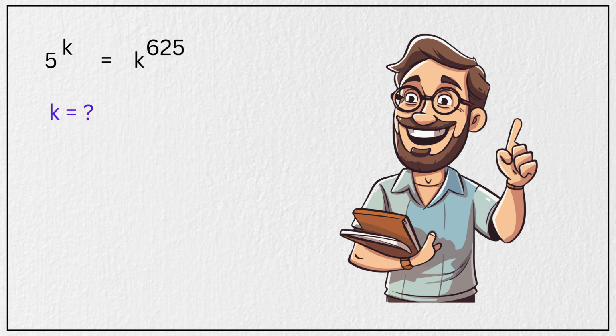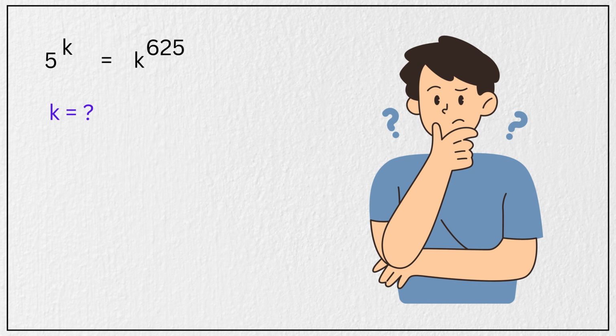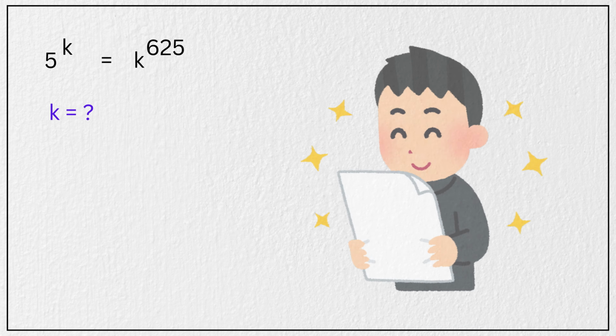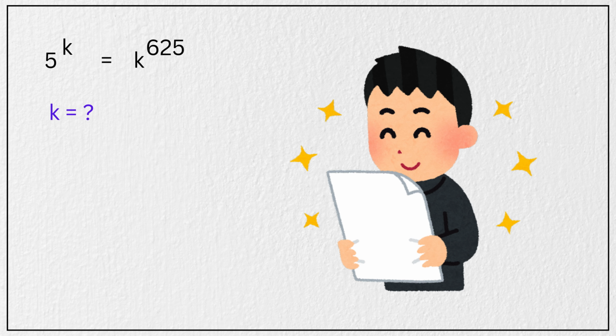We have 5 raised to k equal to k raised to 625, and we have to find k. So can you solve it? You can pause the video and take a moment to think about it. And when you are ready, you can come back to verify your answer.